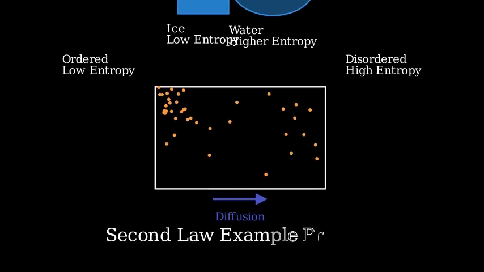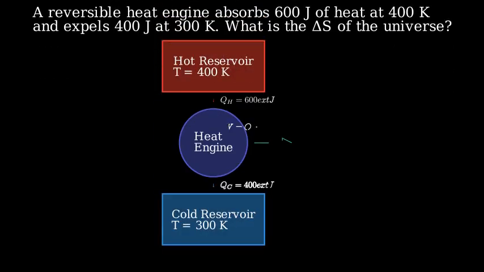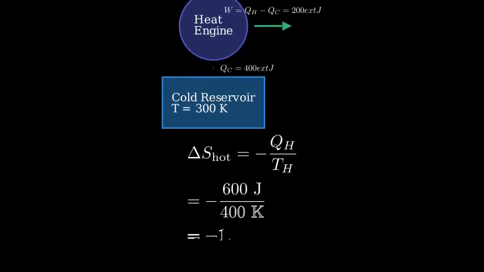Let's work through an example to calculate entropy changes. Problem: a reversible heat engine absorbs 600 joules of heat at 400 Kelvin and expels 400 joules at 300 Kelvin. What is the change in entropy of the universe? First, we calculate the entropy change for the hot reservoir. The hot reservoir loses 600 joules of heat, so its entropy change is negative 600 divided by 400, which equals negative 1.5 joules per Kelvin.